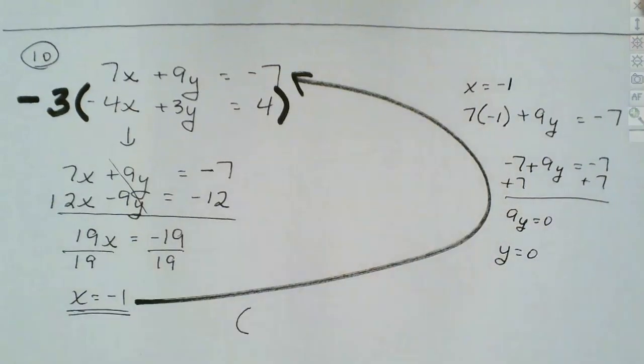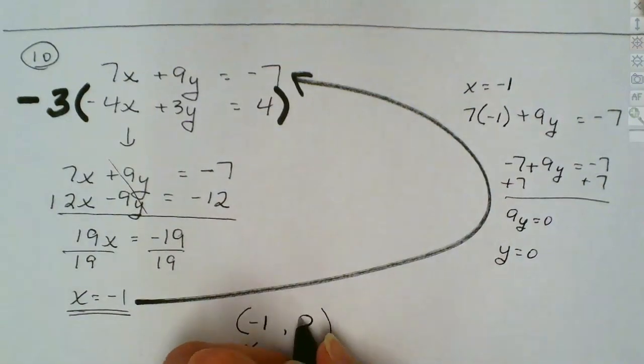So what's our answer going to be? We've got x and y here. X was a negative 1. Y solved out to be 0. And that's it.